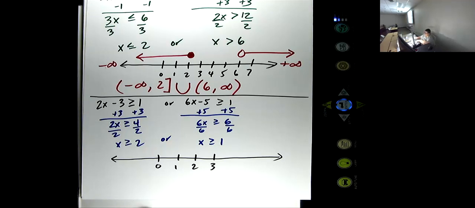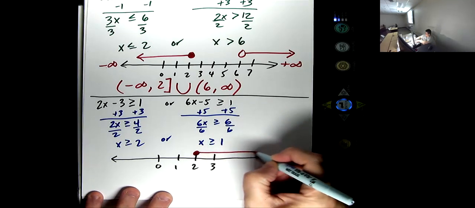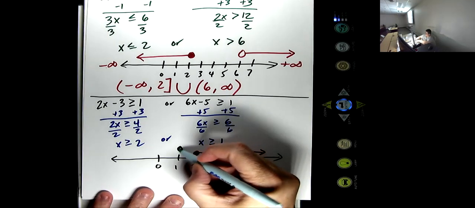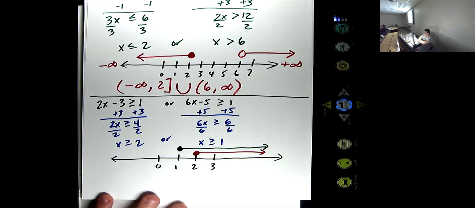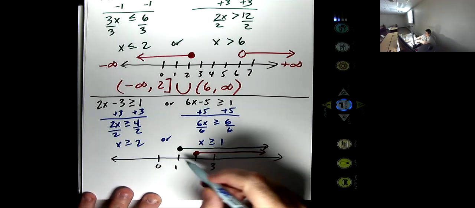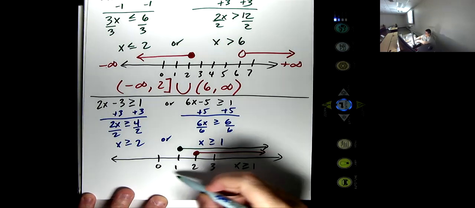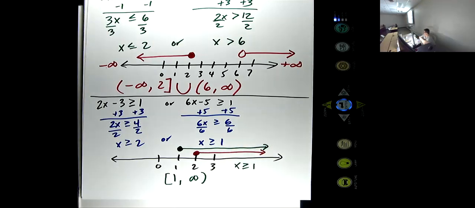So x is greater than or equal to 2 is a circle at the 2 filled in, pointing to the right. X is greater than or equal to 1 is a circle at the 1 filled in and also pointing to the right. Since either region works, we actually don't need the red one. X is greater than or equal to 1 has all of it. So we can just say 1 to infinity, bracket for the 1 and parentheses for the infinity.